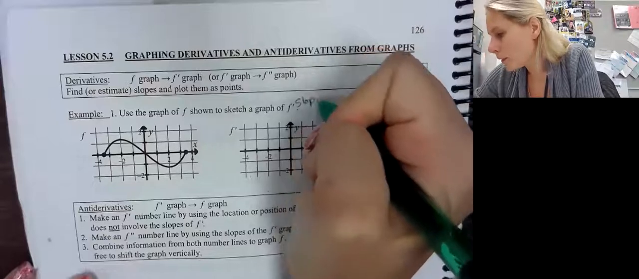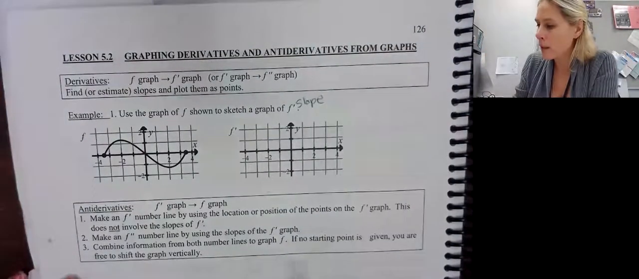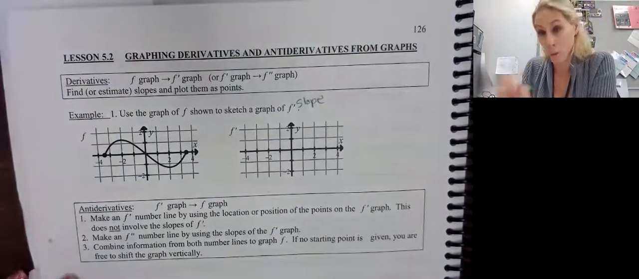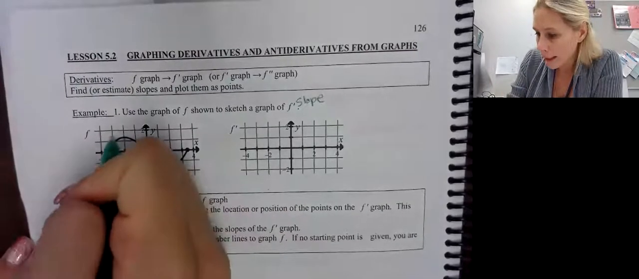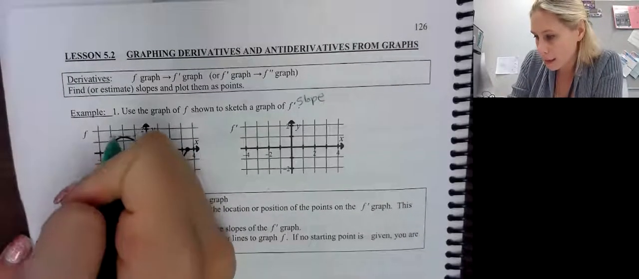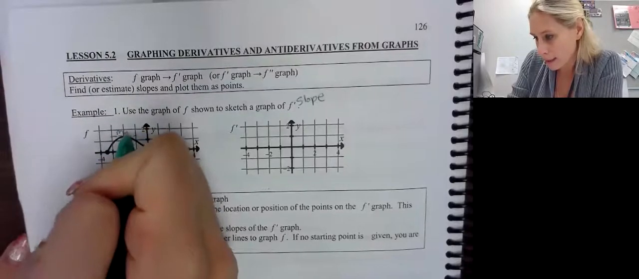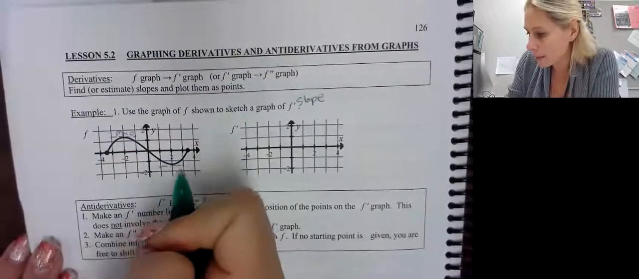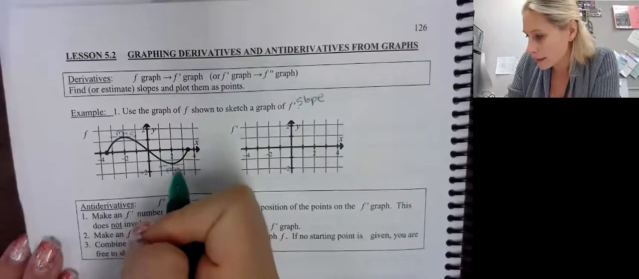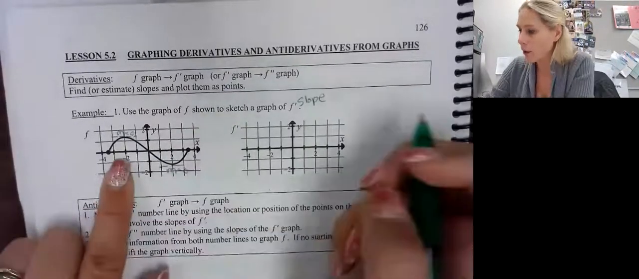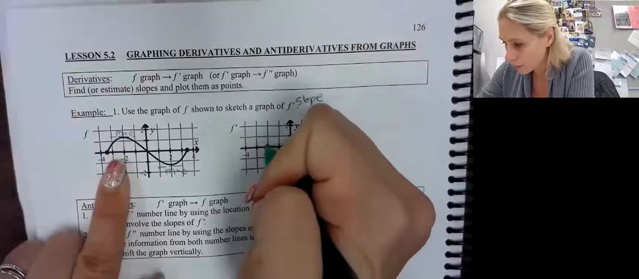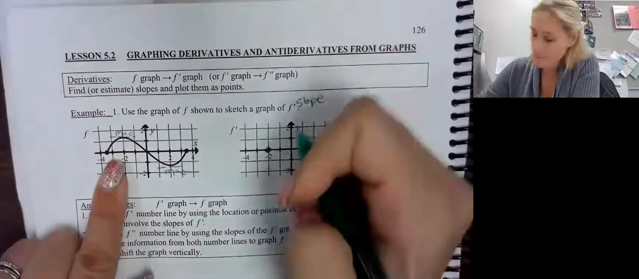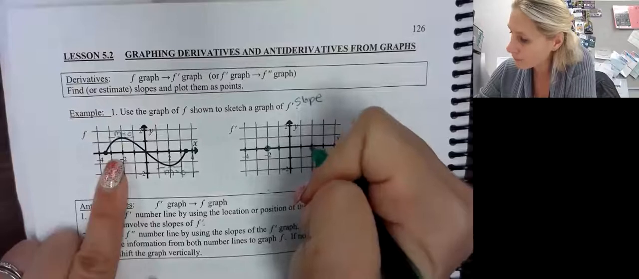So if we were to look back, there are a couple things we know are obvious. Right here is the slope of 0, right? Because it's a max. Right here is the slope of 0, because it's a max. So right away on my graph, I know at -2, I'm at 0, and at 2, I'm at 0.